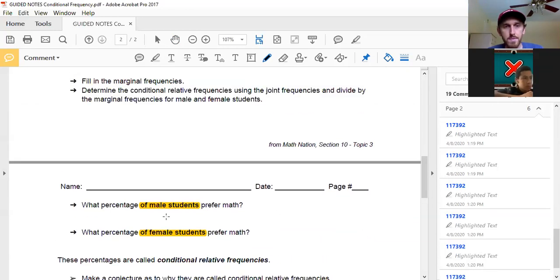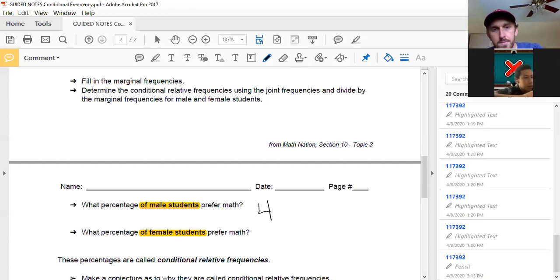So what percentage of male students actually prefer math? We said 47. And what percentage of the females? 58. Okay. Now here's the important thing to remember about conditional frequency.